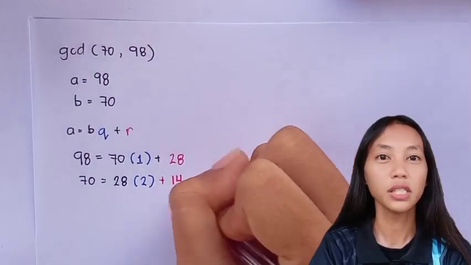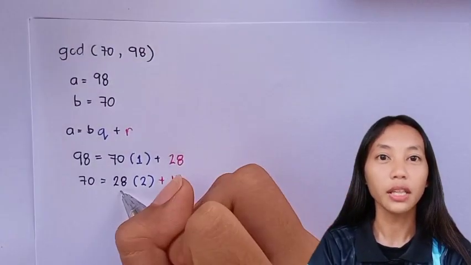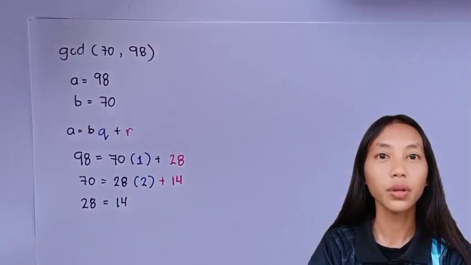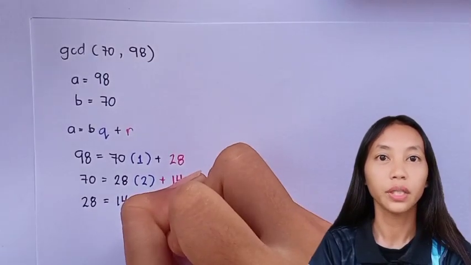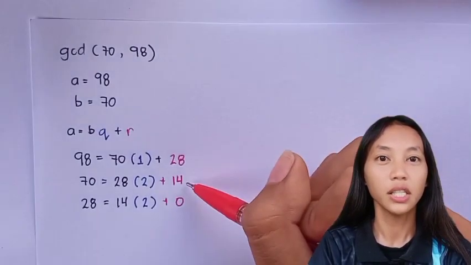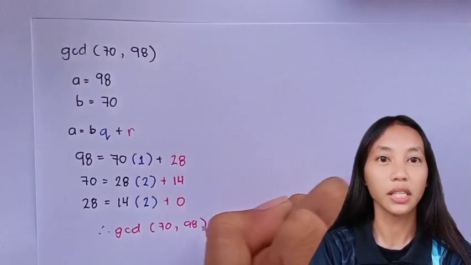So, kay wala pa man siya na 0, ang atong sunod nga buhaton kay same process ganiha. Si 28, mao na siya ang A, while si 14, mao na siya ang B. So, 28 divided by 14 is equal to 2, then 0 na dayon. So, kay na 0 naman ang remainder, kung unsa ang second to the last remainder, mao na ang GCD. So, therefore, the GCD of 70 and 98 is 14.